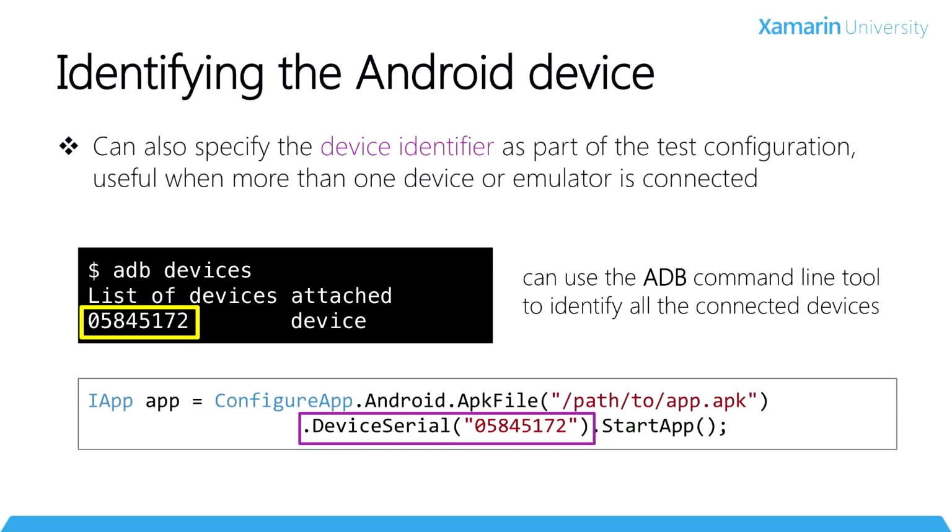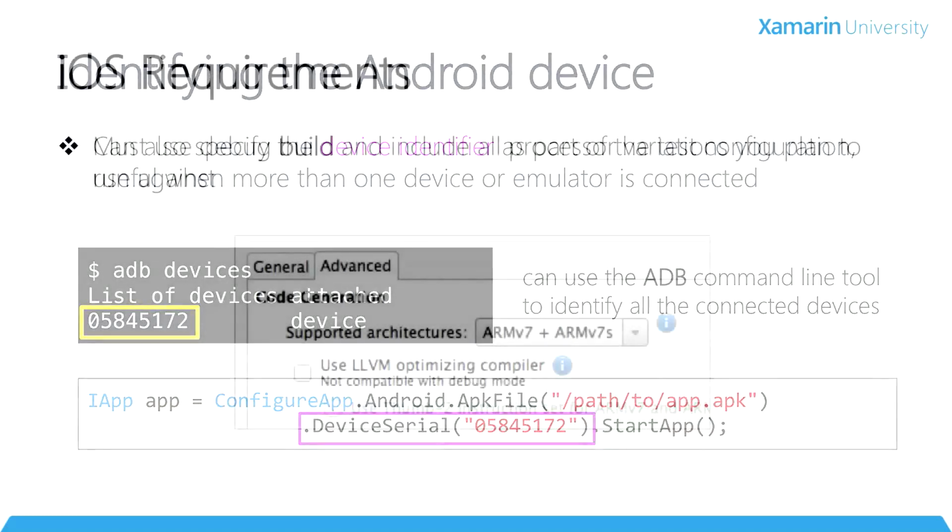You can obtain a list of the running devices and emulators using the Android Debug Bridge, or the ADB application. In order to run the application on the device, you will also need to provide the device serial ID as well as the API key method in order to connect to the application.